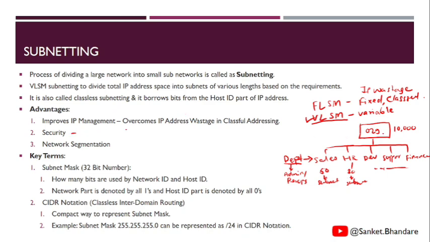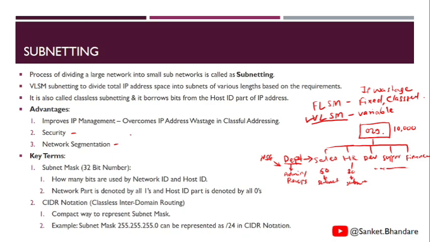Then security. Since your whole network is divided into subnetworks, and the isolation will be there, these subnetworks will work in isolation. So you can apply security on each of these networks. You can apply NSGs or firewalls at the subnet level. So this also provides security and network segmentation. Your main network gets segmented into multiple subnetworks. So these are the advantages of subnetting.